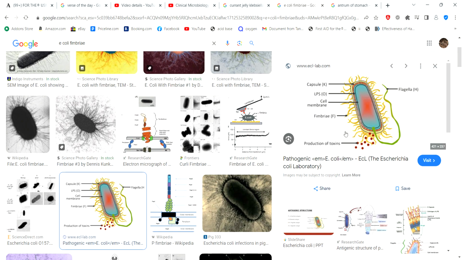Okay, so Fimbriae. What is Fimbriae? E. coli, Fimbriae. These little projections are Fimbriae right here. And you can see the K capsule. It's a capsule that surrounds the E. coli for protection of the E. coli. And LPS is an endotoxin. LPS is lipopolysaccharide. Let's just double check though.